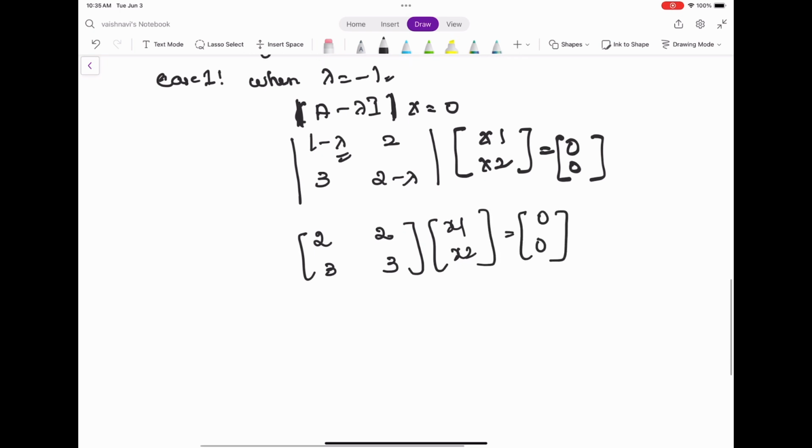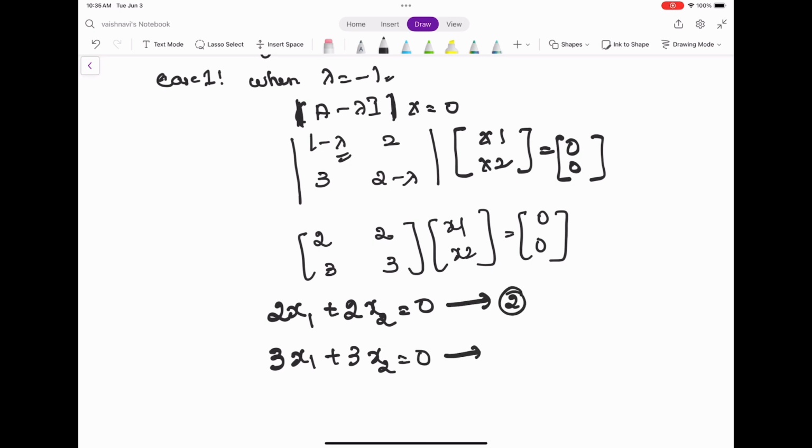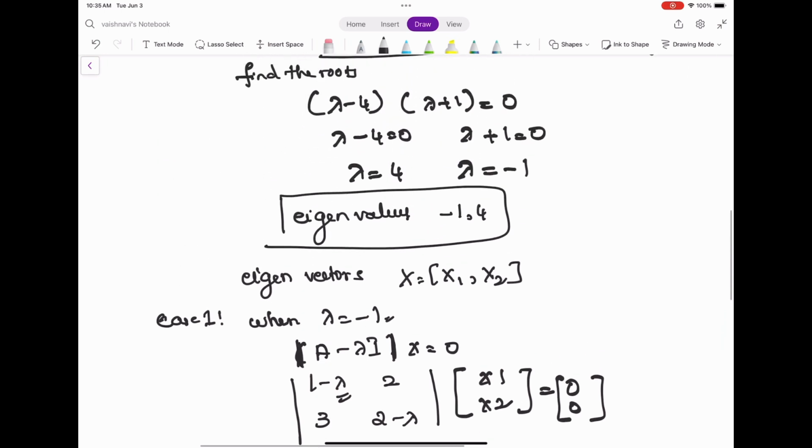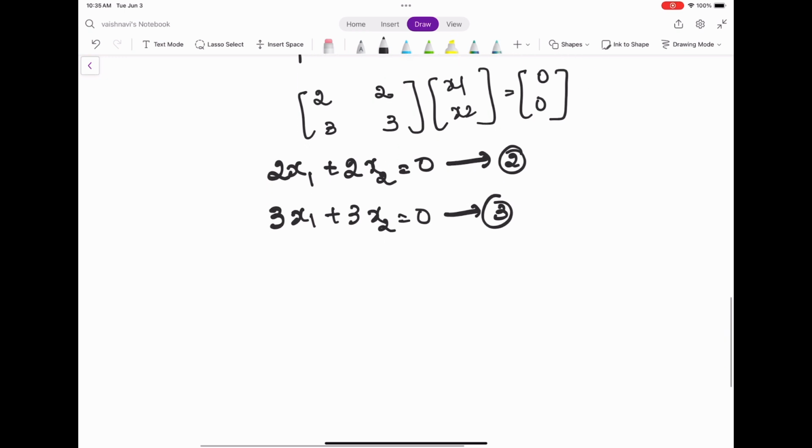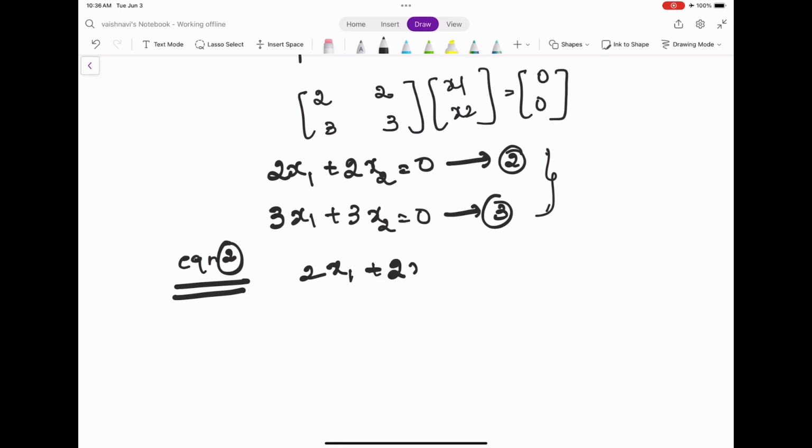All right, after this, what we have to do is write the equations. So it is 2x1 plus 2x2 is equal to 0. Then the second equation will be 3x1 plus 3x2 is equal to 0. So this will be equation number 2 and equation number 3. Equation number 1 is the equation where we got our characteristic polynomial. Now you can take any of the equations you want to solve. So let me take equation number 2, that is nothing but 2x1 plus 2x2 is equal to 0.